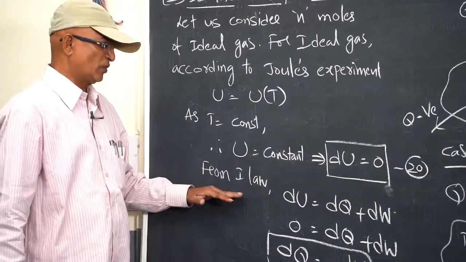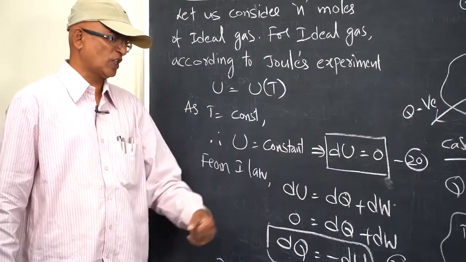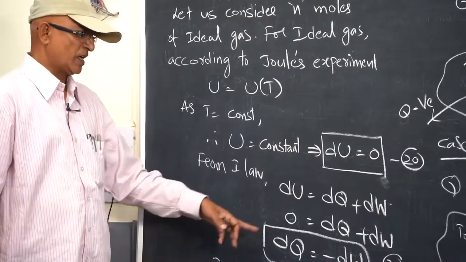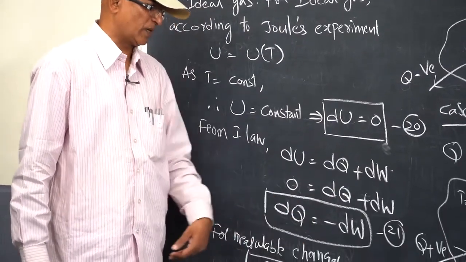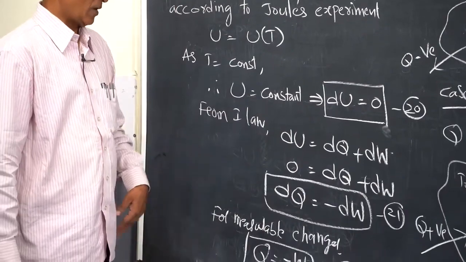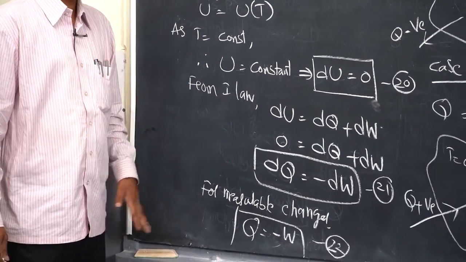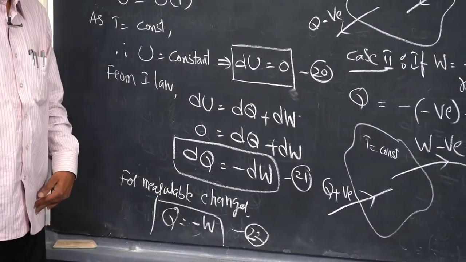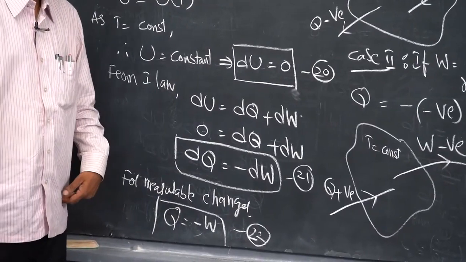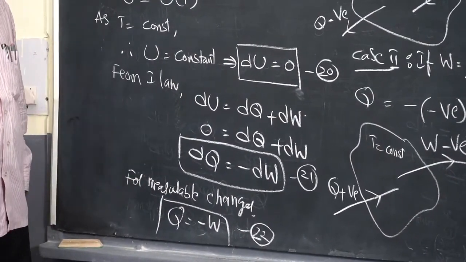Now coming to the first law, dU is equal to dq plus dw, but dU is 0 in this process, therefore substituting here, you will get 0 is equal to dq plus dw, and dq is equal to minus of dw. This is the application of first law for isothermal process. For measurable changes, for significant changes, you can write q is equal to minus of w. This is the application of first law for isothermal process.